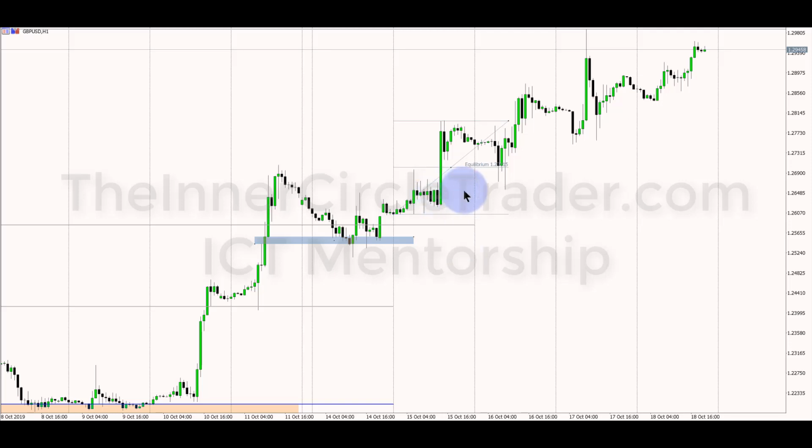Body, extend that out in time. Bam. Wick to body, optimal. Buy. I don't like order blocks. I only like fair value gaps now.